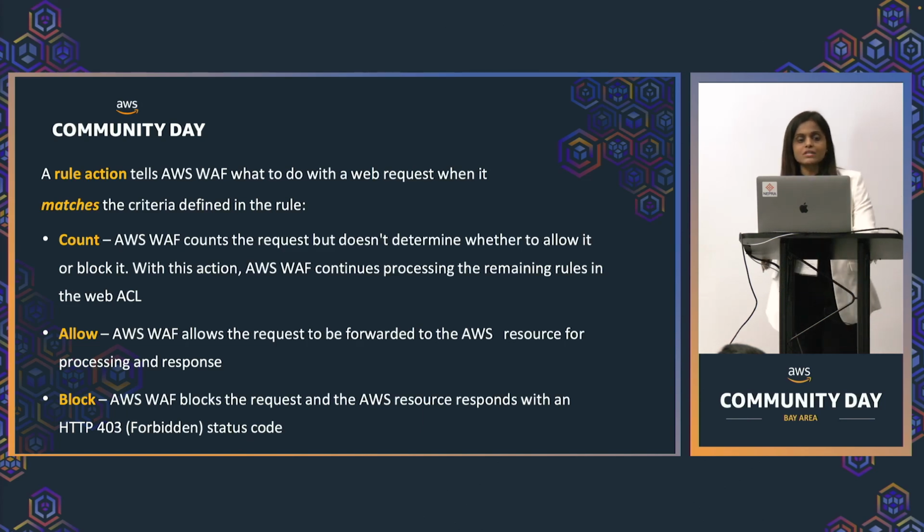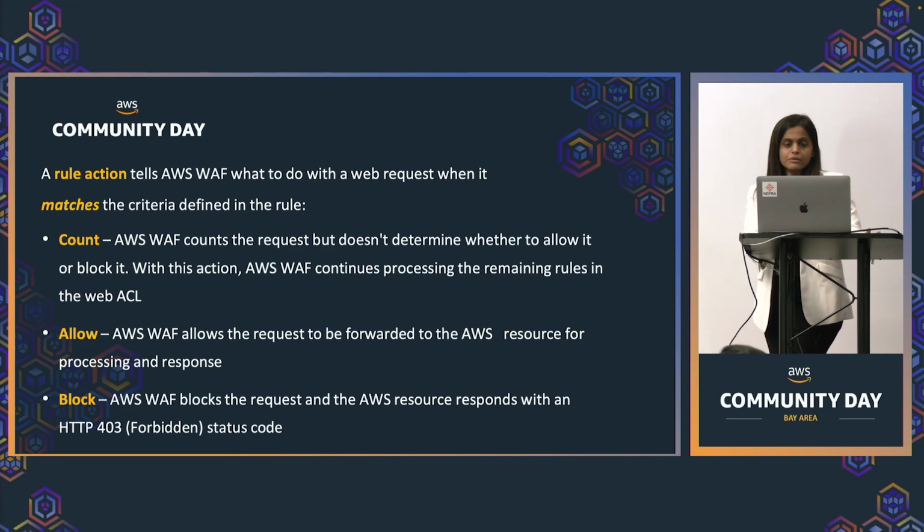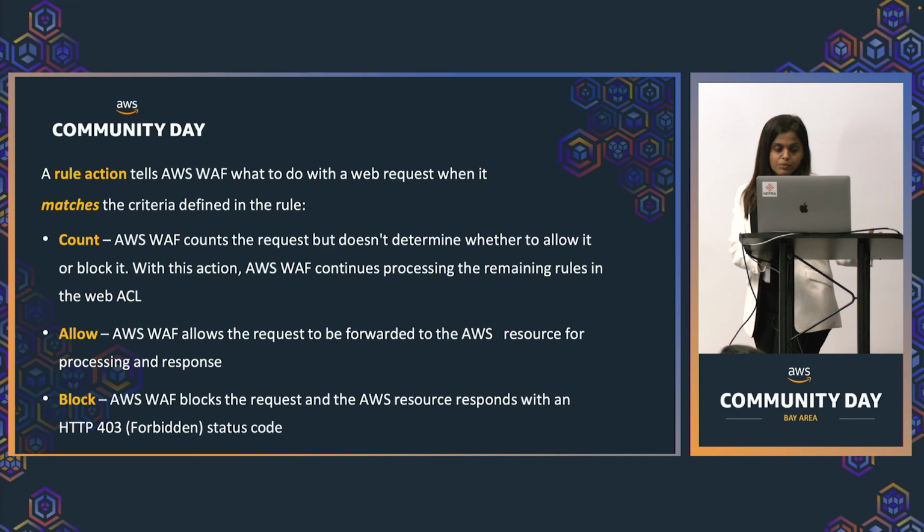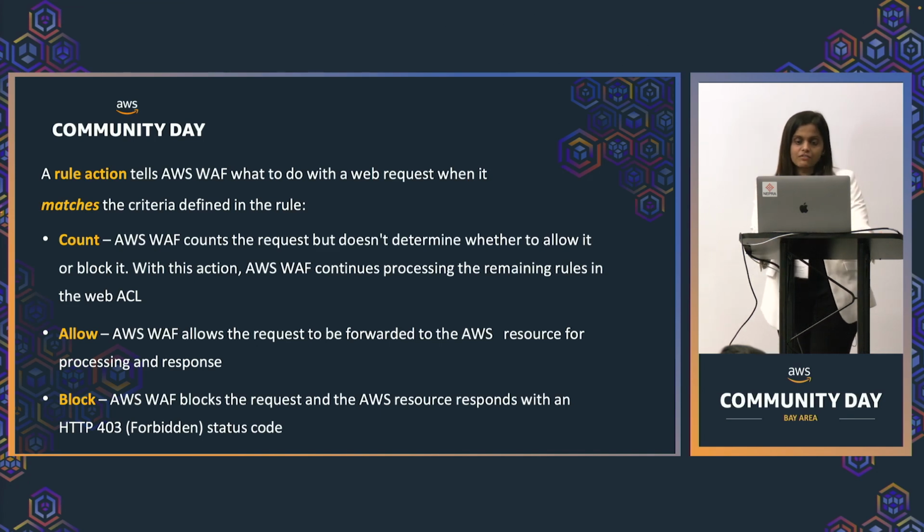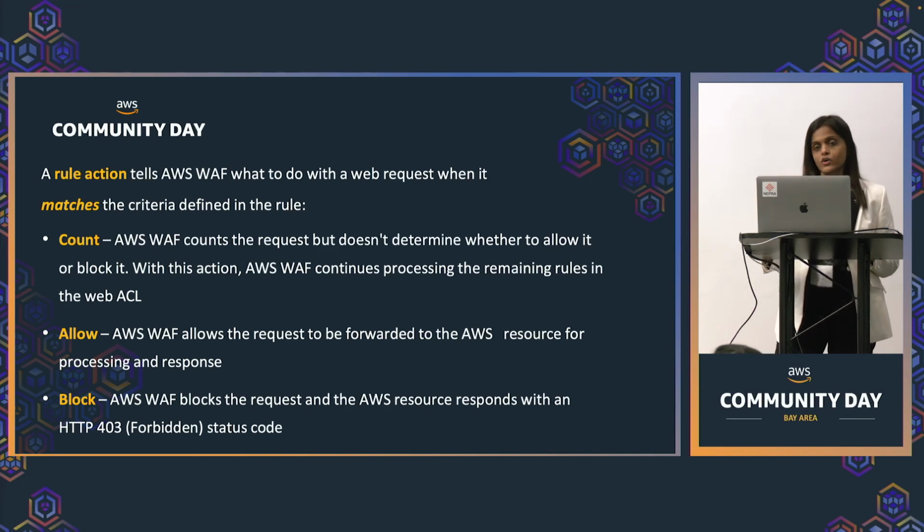These three are the components related to the WAF criteria, where you can actually count, allow or block. WAF allows the request to be forwarded to the AWS resource for processing and response. It can block the request as well, based on your criteria, and accordingly a 403 error will be raised.